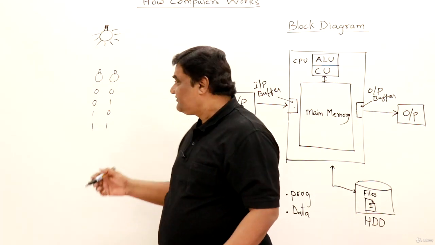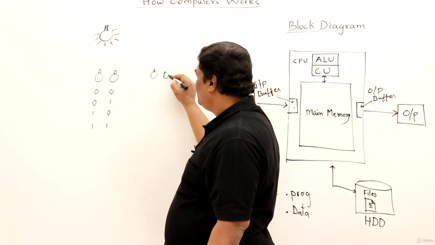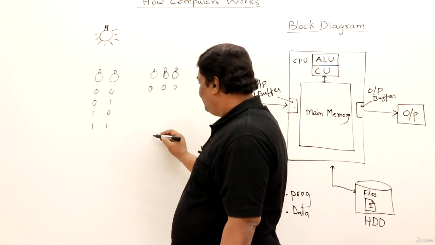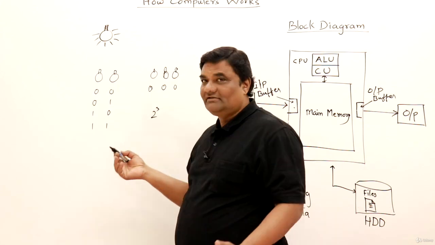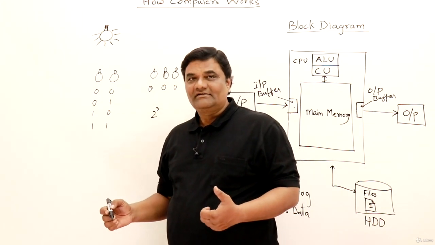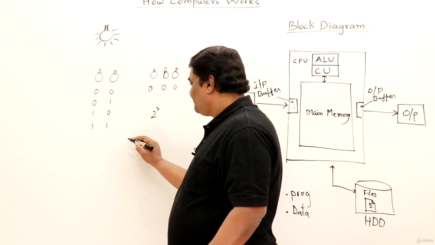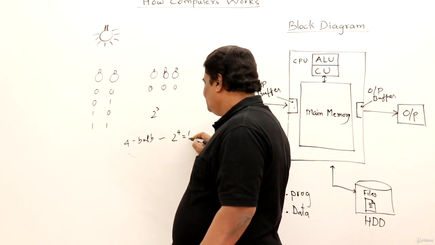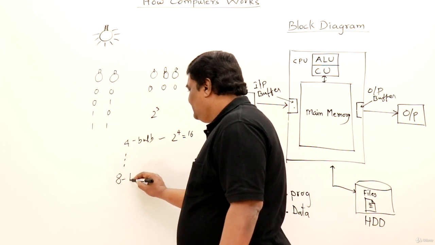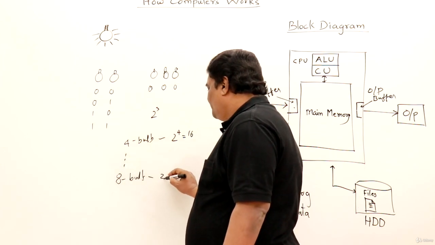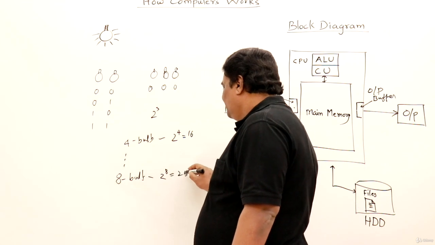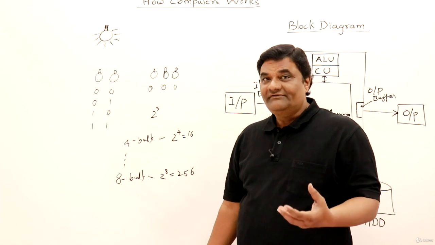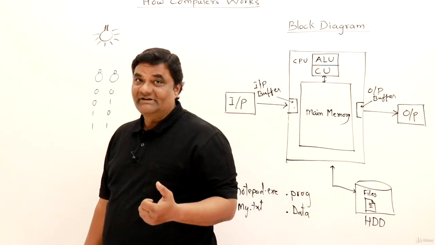So if there are three bulbs, then what? If there are three bulbs, like I'm just scribbling, 0, 0, 0. Total, how many possibilities are there? This is 2 power 3, 8 possibilities. Right? So what about 4 bulbs? If you have 4 bulbs, then this is 2 power 4, 16. And what if we have 8 bulbs? 8 bulbs will be 2 power 8, that is 256. So we can have 256 different commands, 256 different messages.